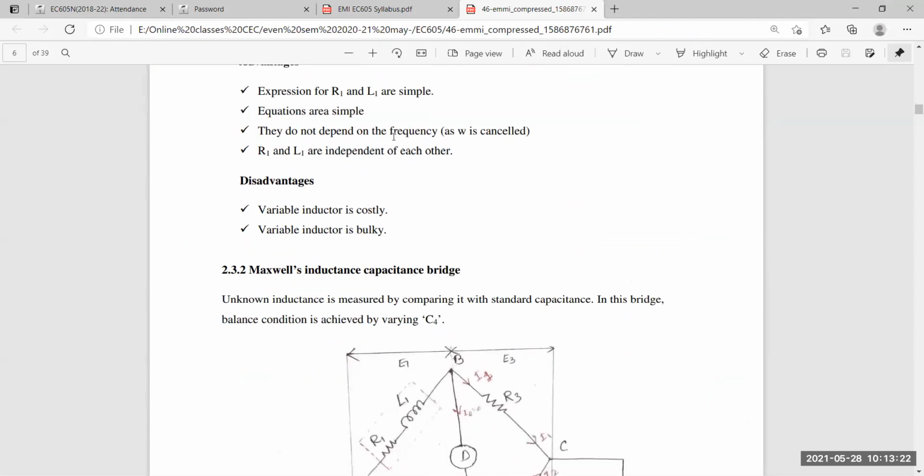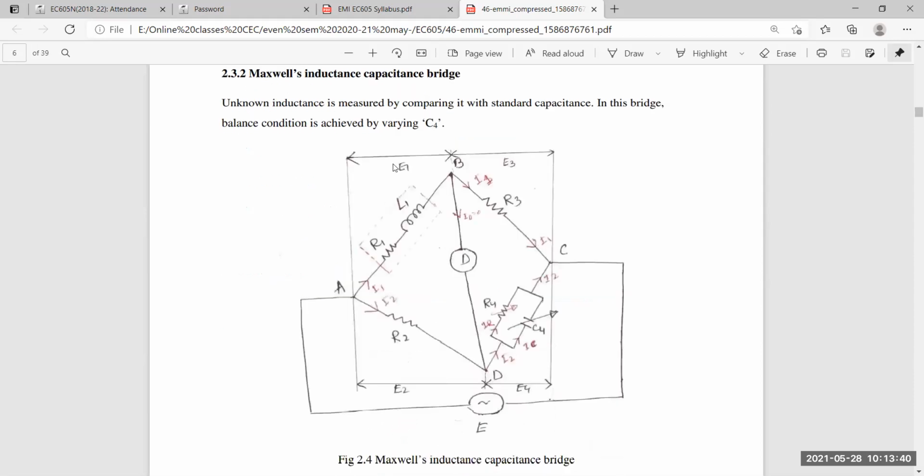Advantages are simple, just go through once, and disadvantages definitely are there. The variable inductor is costly, this is one more thing, and it's very bulky also. So that is why we always try to go for a better bridge. Now let us move to this Maxwell inductance capacitance bridge.